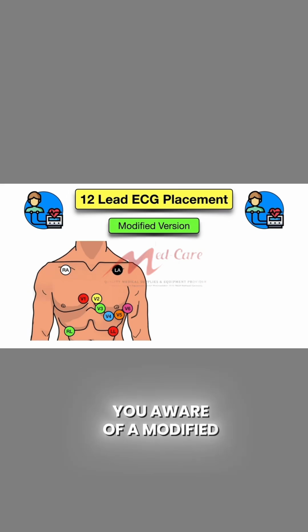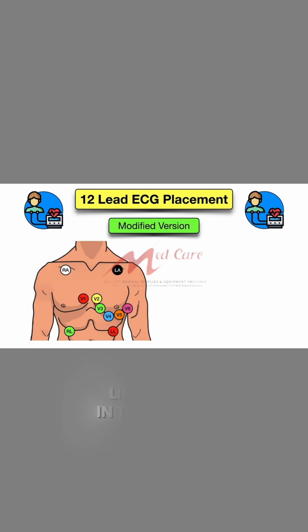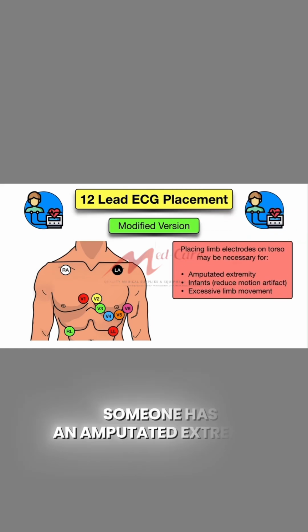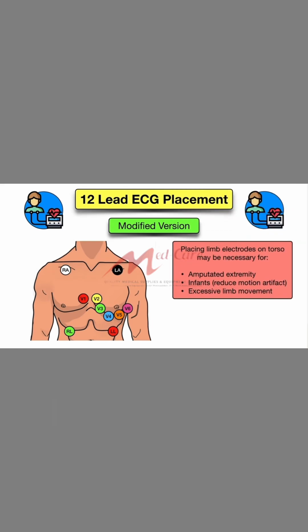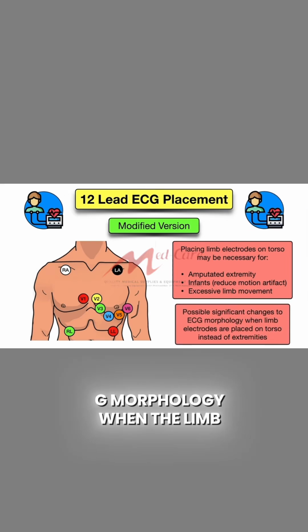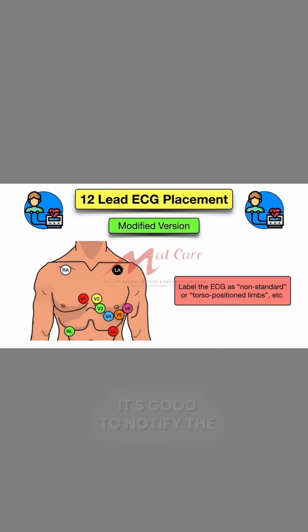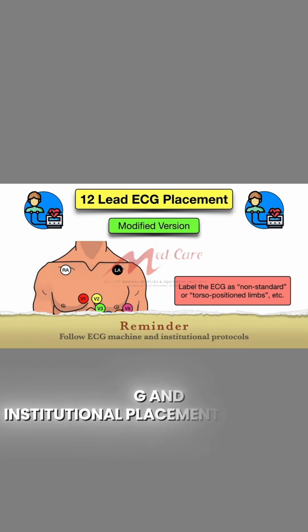I also want to make you aware of a modified version of electrode placement. You may see some literature placing the limb electrodes on the torso like shown in the picture. This may be necessary if someone has an amputated extremity or to reduce motion artifact if the limbs are moving a lot. Just know that studies have suggested potential significant changes to ECG morphology when the limb electrodes are placed on the torso. So if the limb electrodes are placed on the torso, it's good to notify the provider by writing torso position limbs on the ECG. Again, remember to follow ECG and institutional placement protocol.